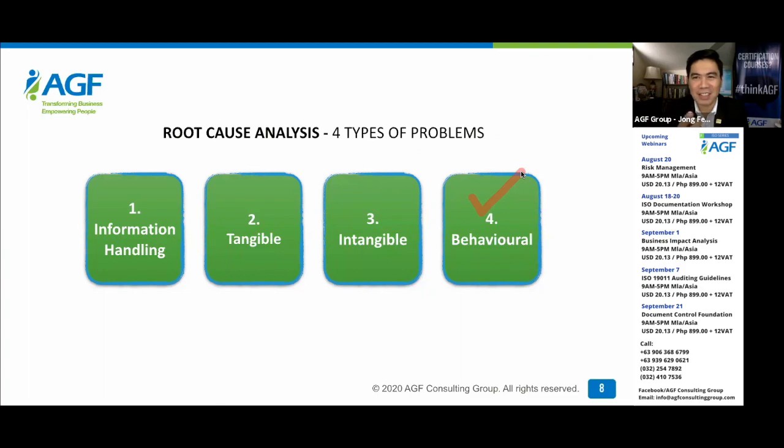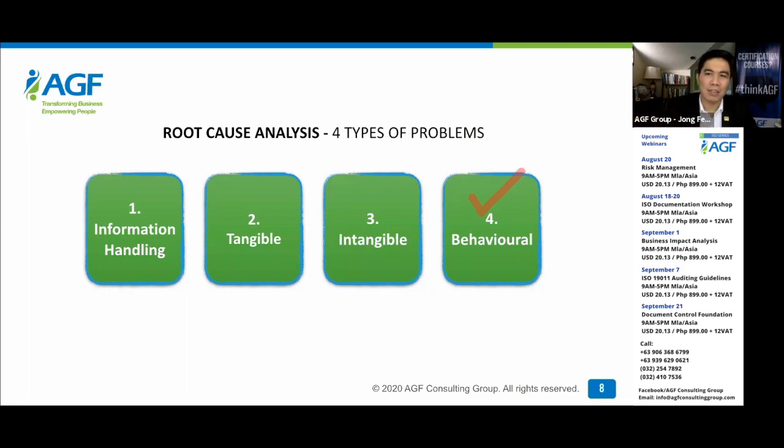So as managers, I hope this gives you a clear framework. As supervisors, even if you're just a process owner who's struggling to manage all these non-conformities in your quality management system, in your ISO standards implementation, you now have a clear structure for analyzing the different problems. Is it information handling? Is it a tangible type of problem? Is it the strategy, or is it behavioral?